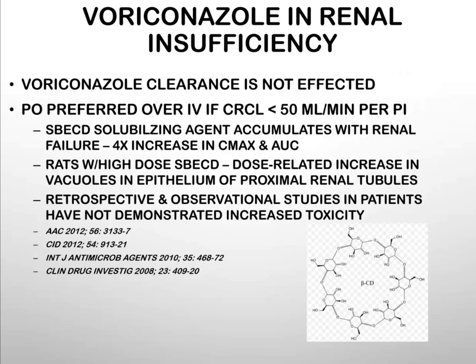In renal insufficiency, its clearance is not affected. There's some concern about the cyclodextrin solubilizing agent, which can accumulate in renal failure. However, we have 4 retrospective and observational studies that have failed to show an increased toxicity in patients receiving IV Voriconazole, especially nephrotoxicity, which was a concern based on some animal data models. So we typically do not consider this to be a true contraindication.